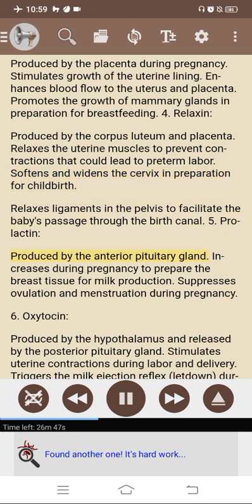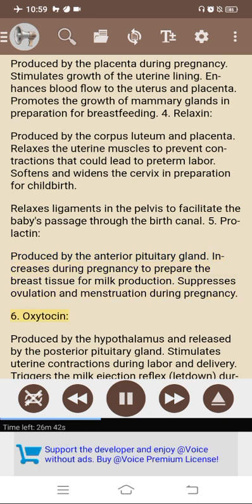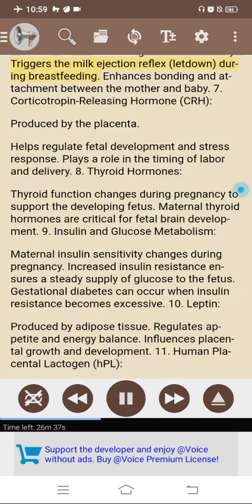5. Prolactin. Produced by the anterior pituitary gland. Increases during pregnancy to prepare the breast tissue for milk production. Suppresses ovulation and menstruation during pregnancy. 6. Oxytocin. Produced by the hypothalamus and released by the posterior pituitary gland. Stimulates uterine contractions during labor and delivery. Triggers the milk ejection reflex, let down, during breastfeeding. Enhances bonding and attachment between the mother and baby.